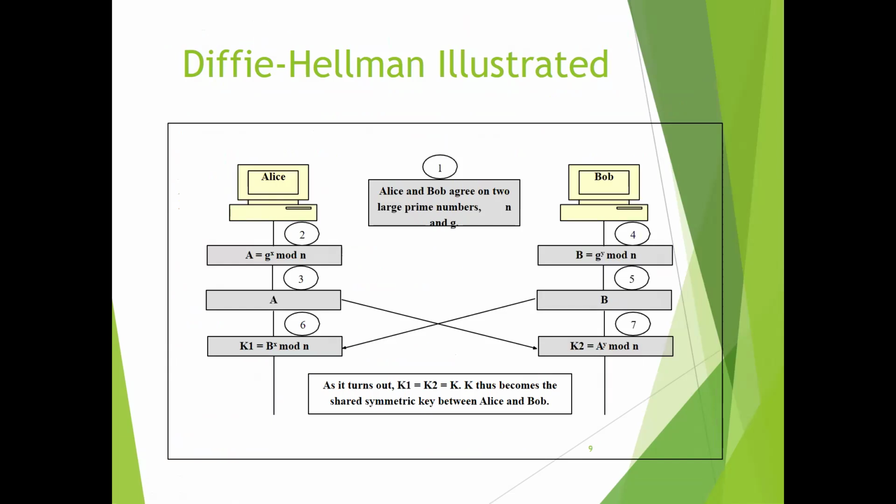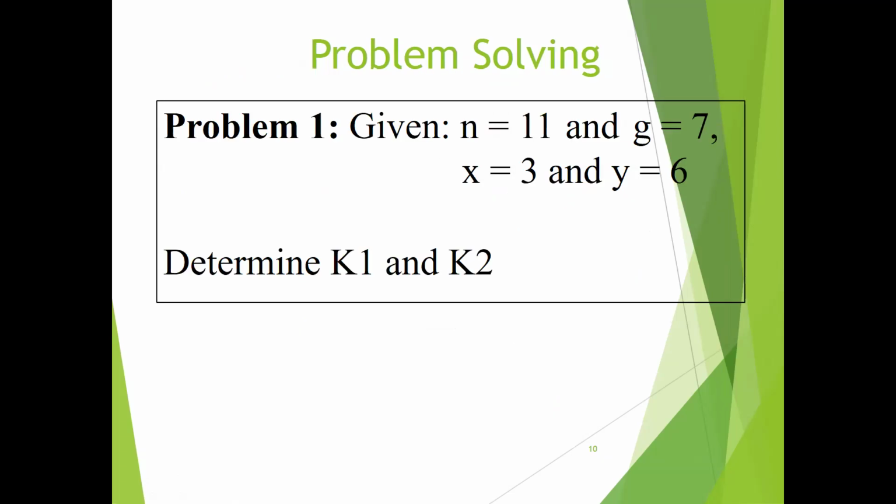Now this is the diagram of this particular algorithm, showing how the steps are going to work. And finally, at the end of this algorithm, we are going to get K1 and K2. These both will be the same. Let's see an example of it.